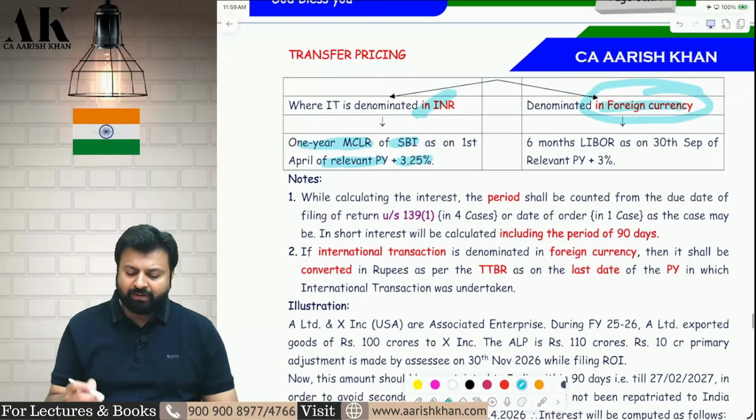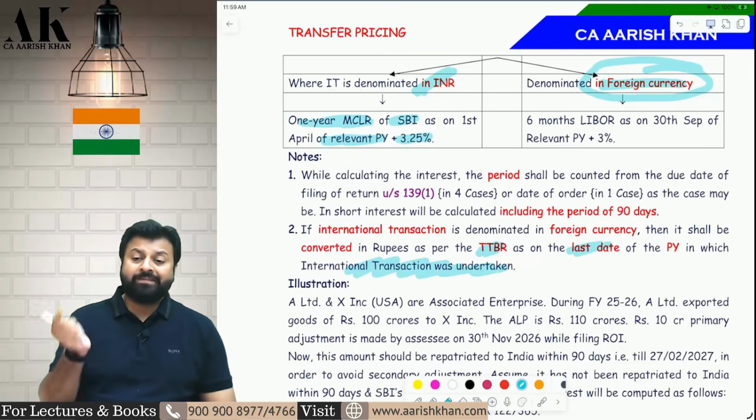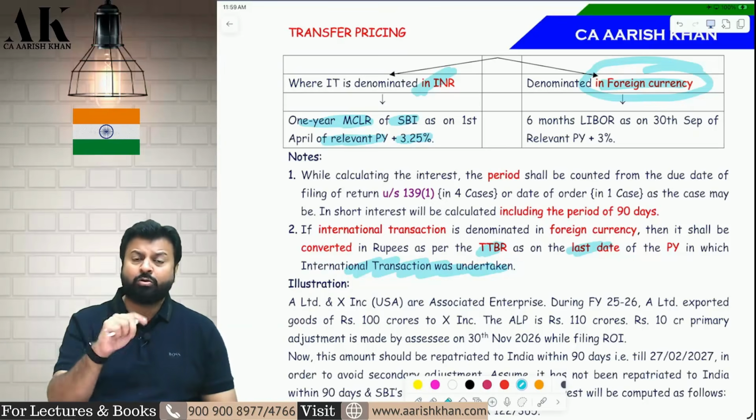So how to convert that? For conversion, you have to take TTBR on the last day of the financial year in which the international transaction was undertaken. In our example, the international transaction is undertaken in previous year 2025-26. So you have to take TTBR on 31st March 2026 and convert that into rupees first.